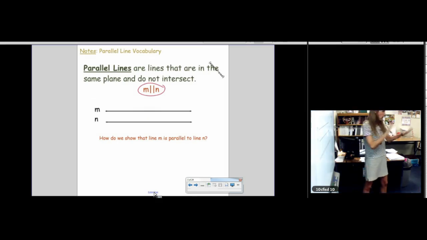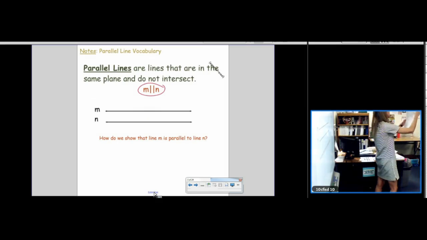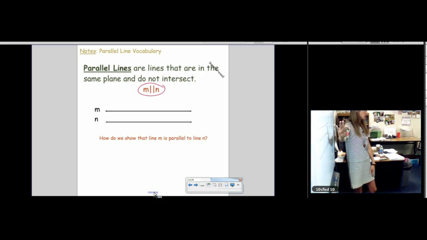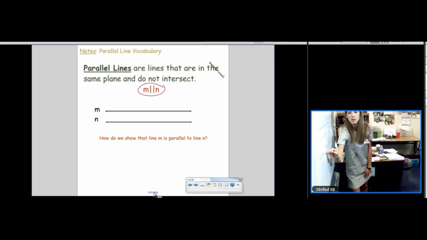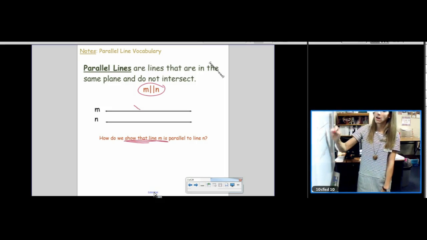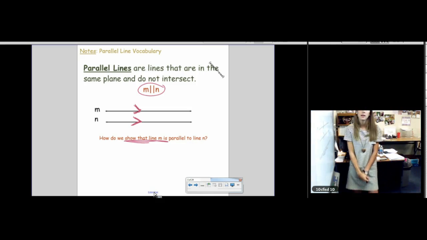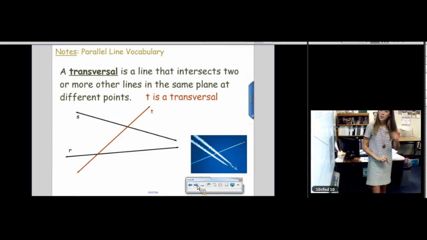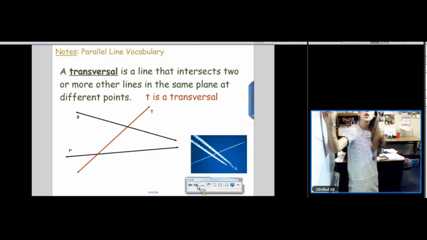Now, on the other side, I want you to add something to your picture. If we just looked at these lines, I taught you that you could not assume those are parallel. We don't know the exact slope of these. So what we do to show that the lines are parallel is add an arrow to the lines. Add an arrow on M and N, like I did on the board. That's the symbol we use to show that lines are parallel.